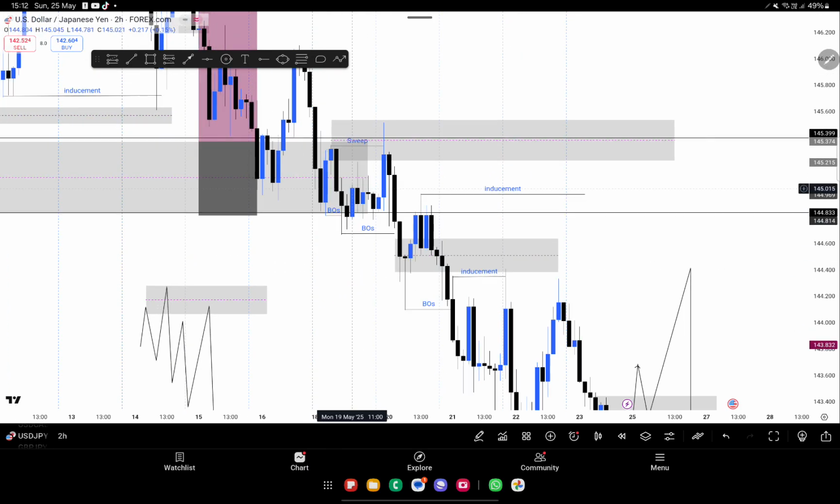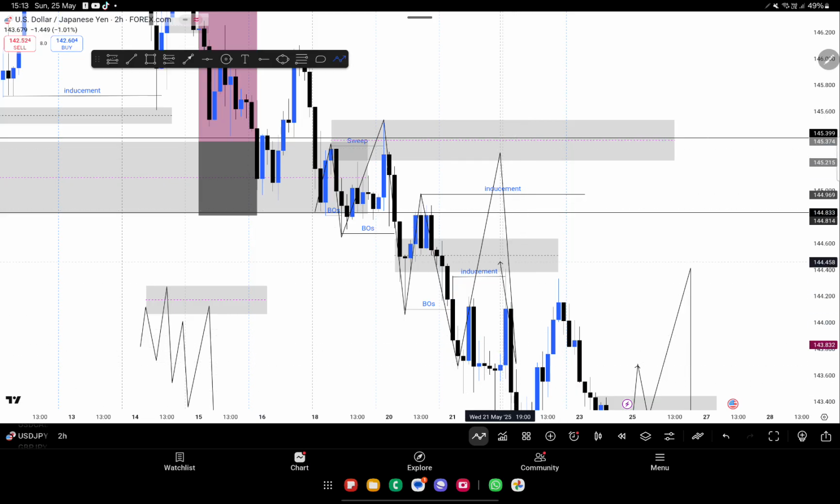It's an A plus setup. If you can see what I drew right here, look at it right here. Price gave liquidity, took out the liquidity, swept the high, broke structure, gave inducement, broke structure. So it's pressing price to come and tap into it and sell.